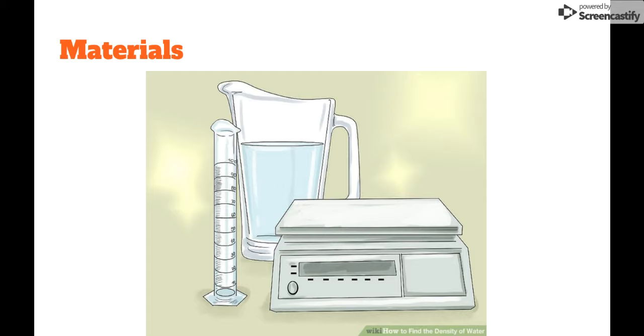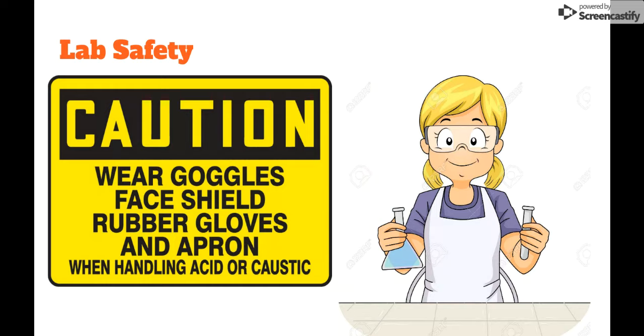Materials needed. You'll need water, a graduated cylinder to measure volume, scale or balance to find mass. Lab safety. We will wear goggles and an apron in lab today. Please report any accidents or spills to your instructor.